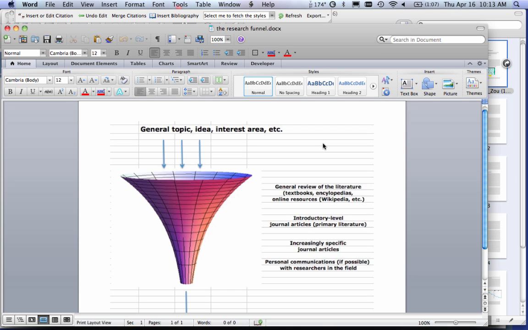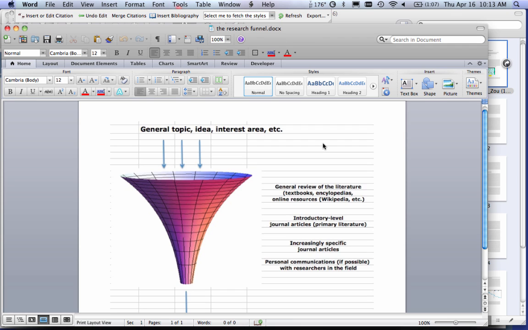the journals. So what you see in front of you is a picture of what I call the research funnel. You're starting at the top here with some general topic or idea of interest area, and that goes into your funnel. And then the next step is on the right-hand side.